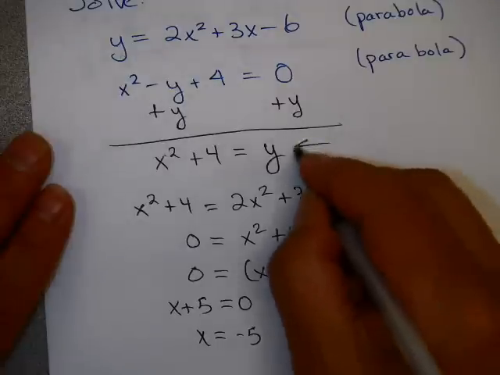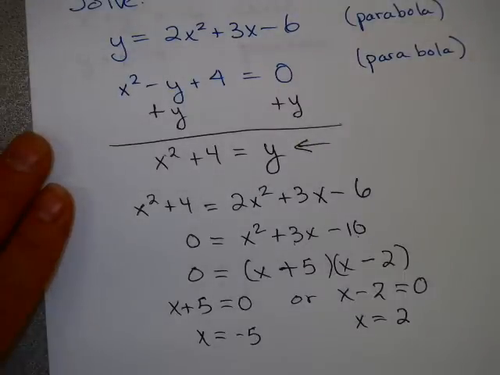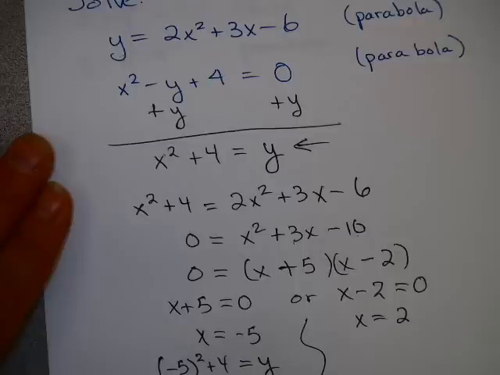Now I can use this equation to help me find my possible solutions. So if x equals negative 5, that would be negative 5 squared plus 4 equals y. So 25 plus 4 equals y. So this would be negative 5, 29.